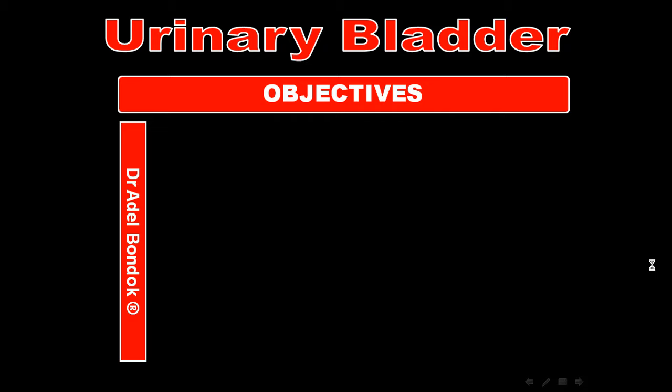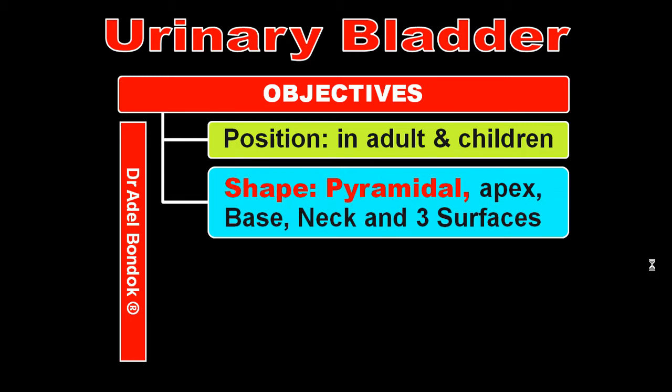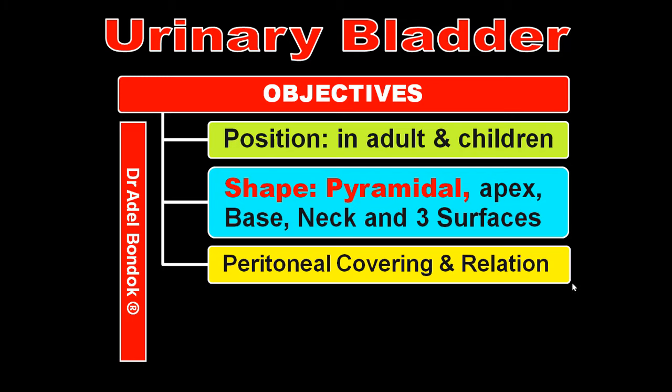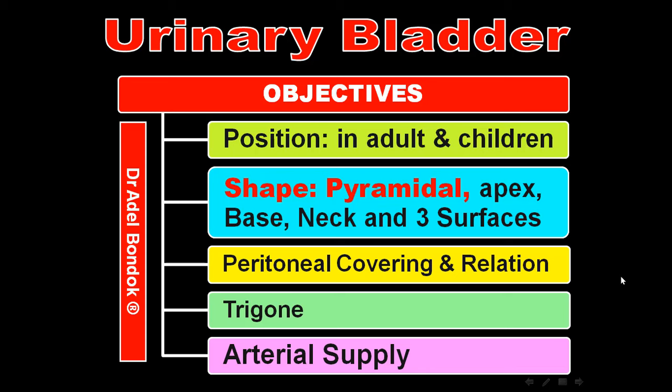Today I will talk about the anatomy of the urinary bladder and the urethra. I will start with the urinary bladder. I will talk about the position in the adult and in the children, and the shape, which is pyramidal. And then the peritoneal covering in males and females, and also the relations, the trigone, and the arterial supply of the urinary bladder.